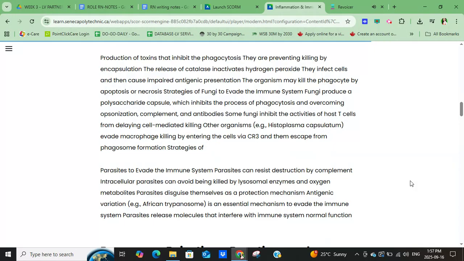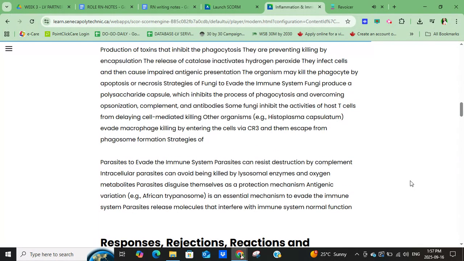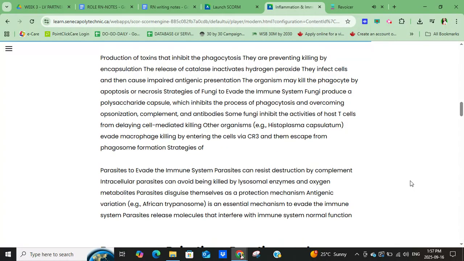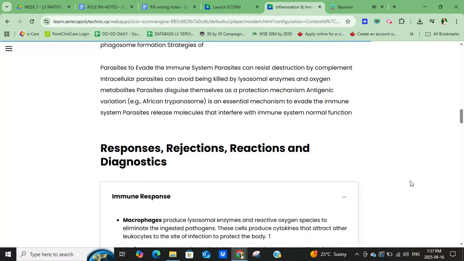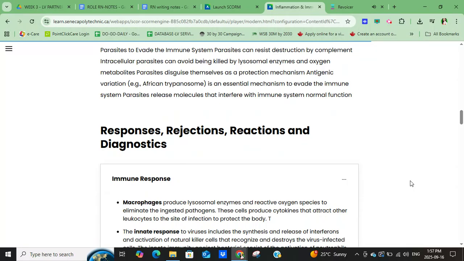Strategies of parasites to evade the immune system. Parasites can resist destruction by complement. Intracellular parasites can avoid being killed by lysosomal enzymes and oxygen metabolites. Parasites disguise themselves as a protection mechanism. Antigenic variation, for example in the African trypanosome, is an essential mechanism to evade the immune system. Parasites release molecules that interfere with normal immune system function.